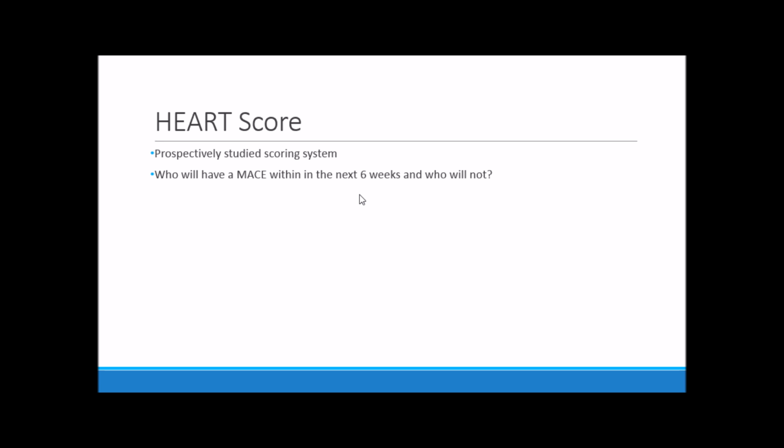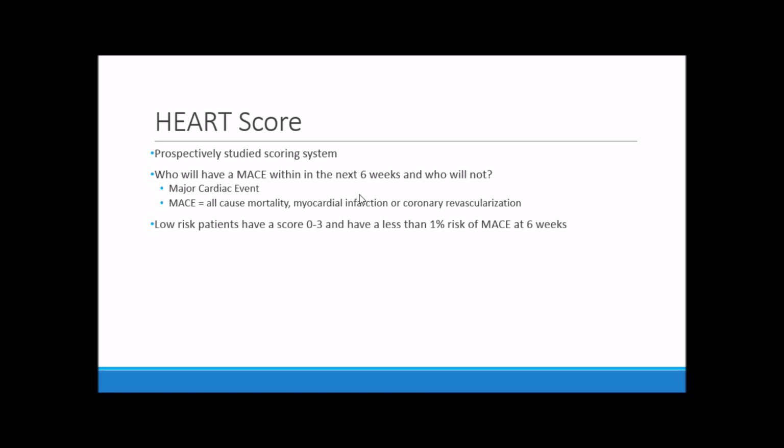It's a prospectively studied scoring system, and what it's designed to do is to tell you who's going to have a MACE within the next 6 weeks and who will not. What is MACE? Major adverse cardiac event. Yeah, that's exactly what it is. Defined as all-cause mortality, so if you die, okay, if you have an infarct, or you get revascularized. And what we found is when you add up the score, and we'll get to that in a minute, patients with a score of 0 to 3 have less than a 1% risk of MACE at 6 weeks. That's pretty low risk. It's actually 0.99, okay?